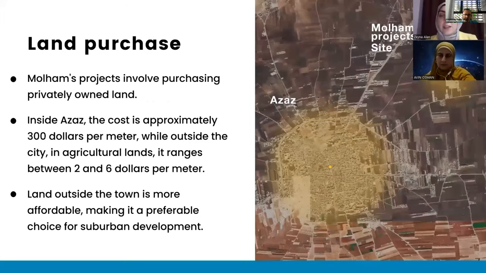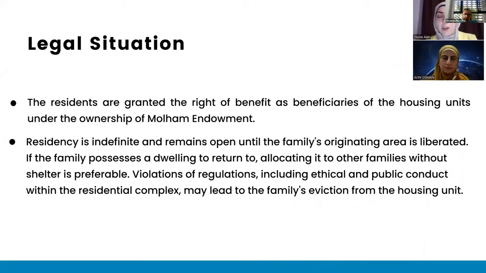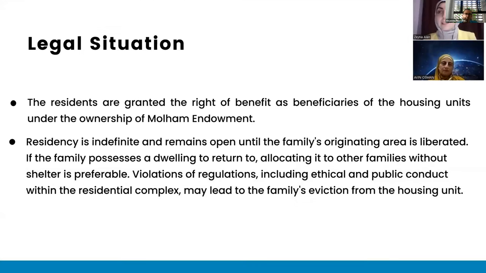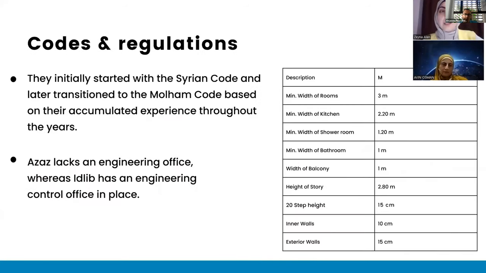When they started purchasing land, they concentrated on land with private ownership, buying it directly from its owner. They bought land outside Azaz because it is more affordable than inside the sub-district. Legally, the organization buys the houses and gives them to the endowment, their waqf. The houses are granted to displaced people as beneficiary rights, and when they are free to return, they have to leave and return to their own houses. The projects are funded through crowdfunding. At the beginning, they used the Syrian code, but as they gained experience, they changed to their own Mulham code.